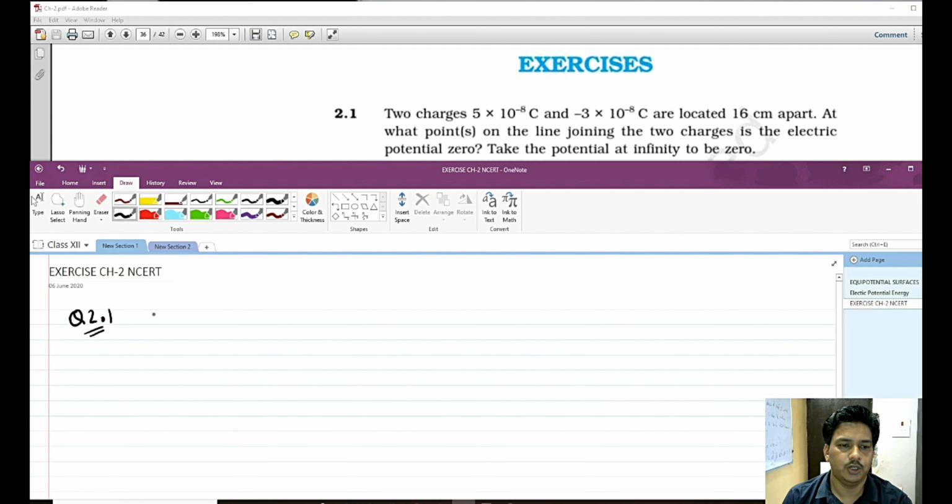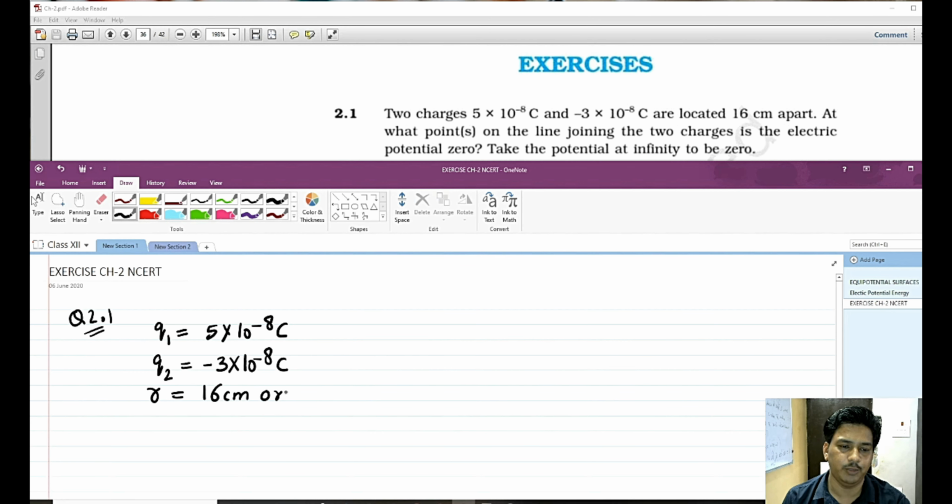According to the question, two charges 5 into 10 to the power minus 8 coulomb and minus 3 into 10 to the power minus 8 coulomb are located 16 centimeter apart. So the magnitude of first charge is 5 into 10 to the power minus 8 coulomb and the magnitude of charge Q2 is minus 3 into 10 to the power minus 8 coulomb. Both the charges are separated by a distance of 16 centimeter. So we convert centimeter in meter, that is 0.16 meter.